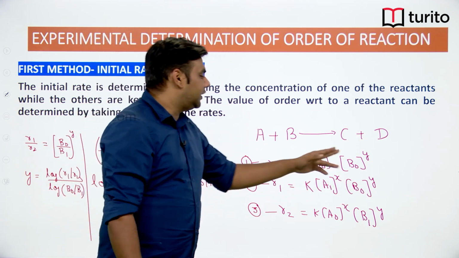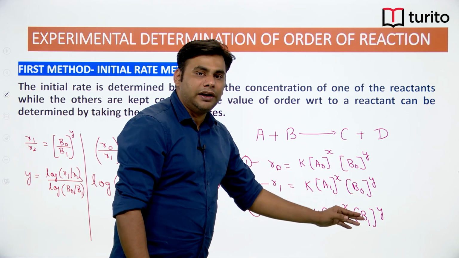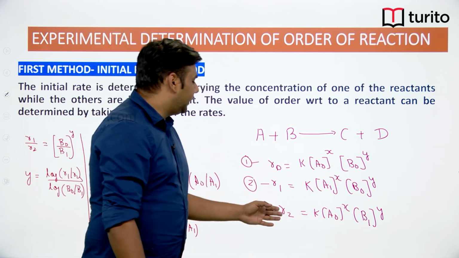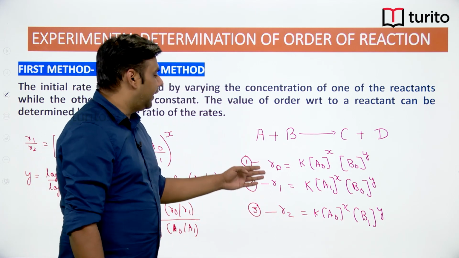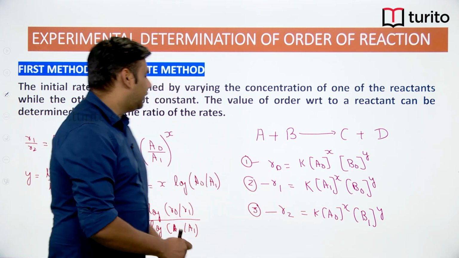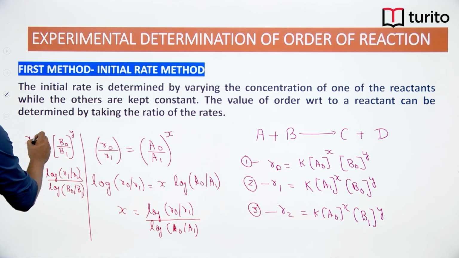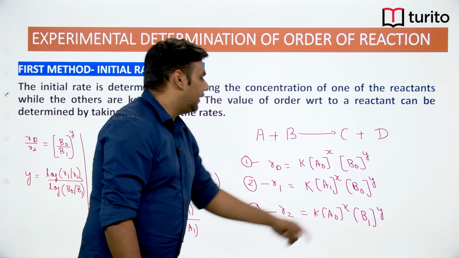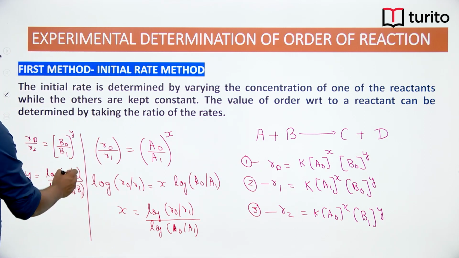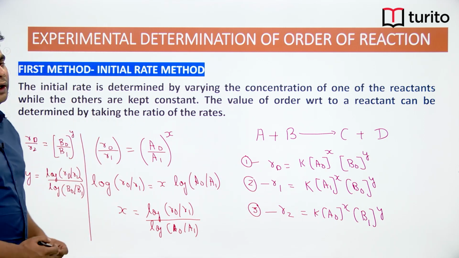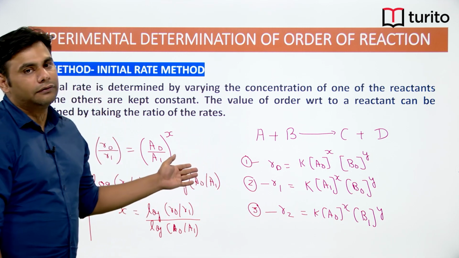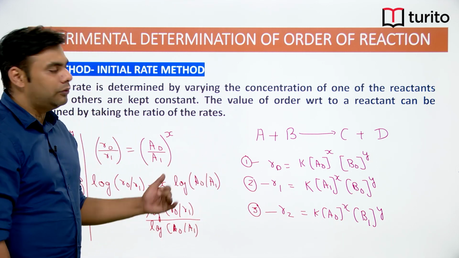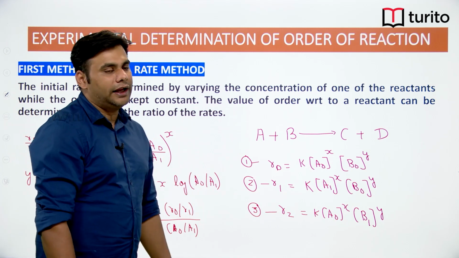So we change the concentration of B and keep the concentration of A constant. We get a new rate, say R2, and again we divide R naught upon R2. A naught and A naught get cancelled out, so we are left with B naught upon B1. This is the way we calculate Y. This way we can calculate the order with respect to A and with respect to B, and the overall order would be X plus Y.